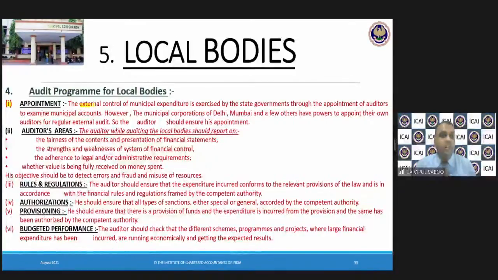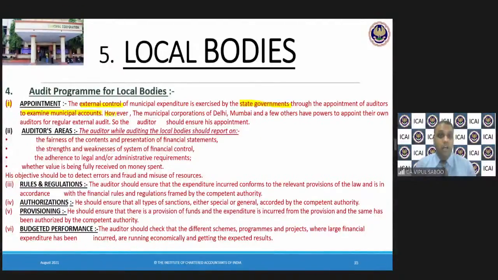The external control of municipal expenditure is exercised by the state governments. So who keeps a check on municipal corporations and local bodies? State governments. Right? They have their different departments and committees who keep a check through the appointment of auditors to examine municipal accounts on record. On record, what are the accounts saying? So auditors are appointed by state government.